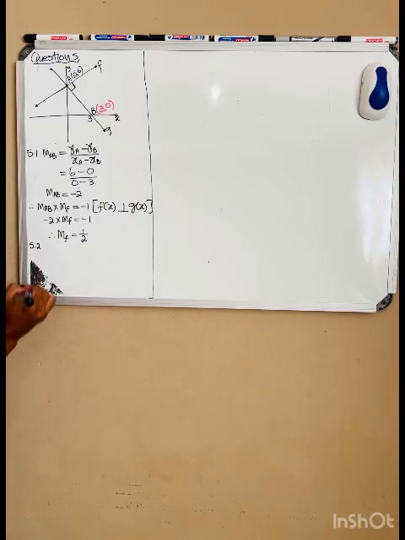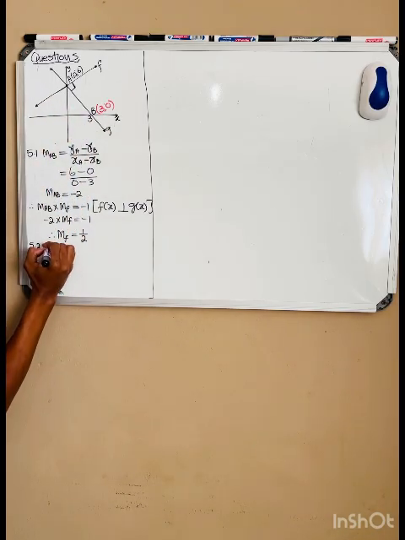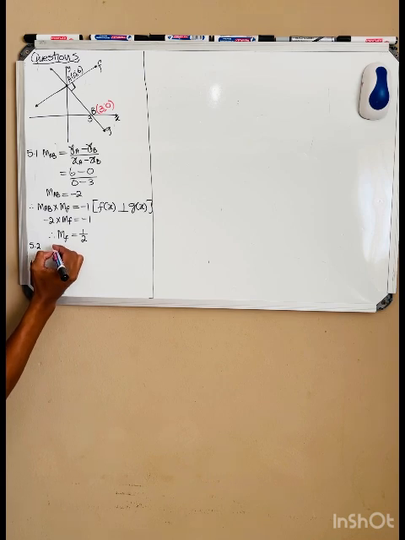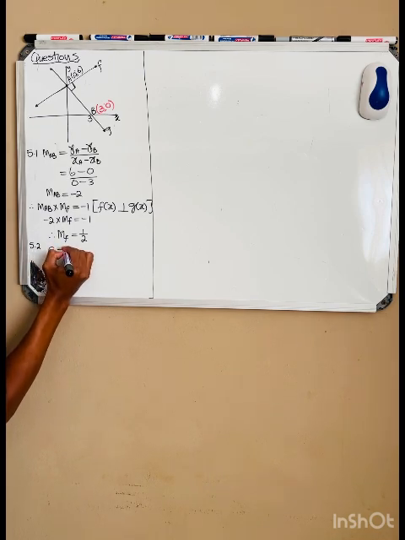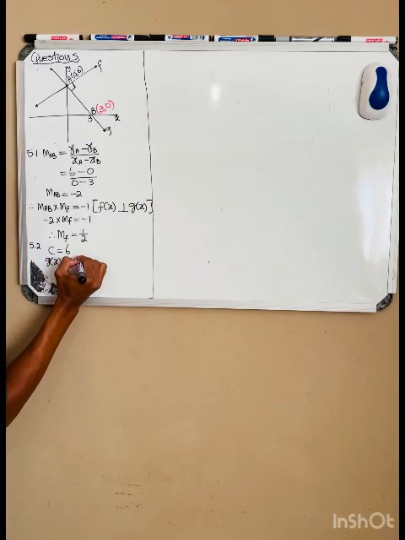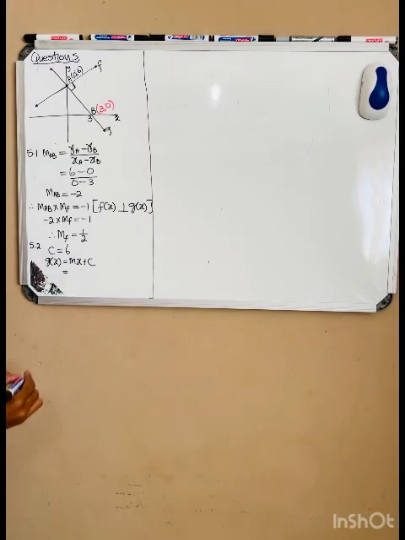Then 5.2. 5.2 says determine the equation of g. They want the equation of g. So this is a straight line. So the equation of g, this is the y-intercept. So the y-intercept, the value of c, is 6. Then g of x is going to be mx plus c. This is the standard equation of a straight line.